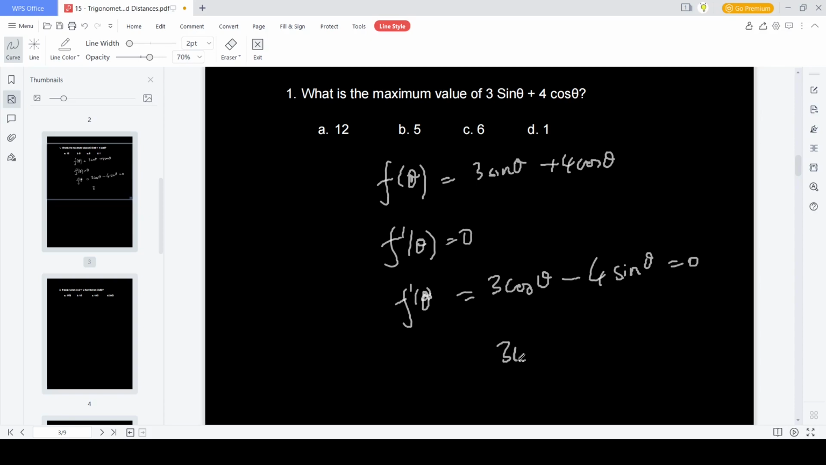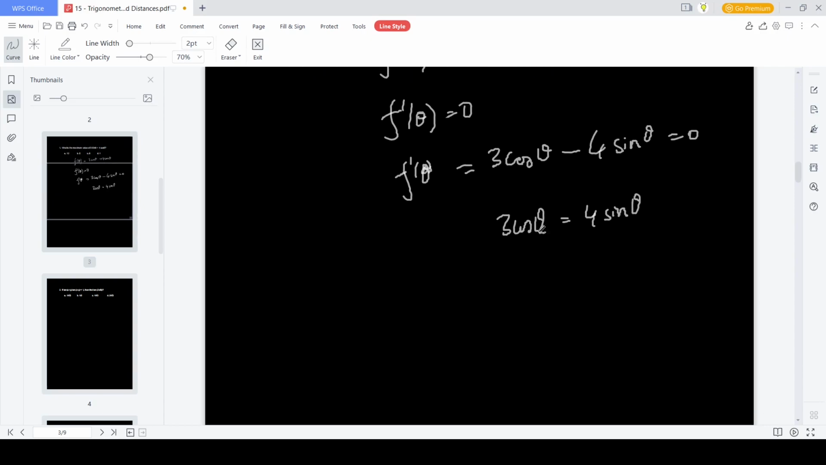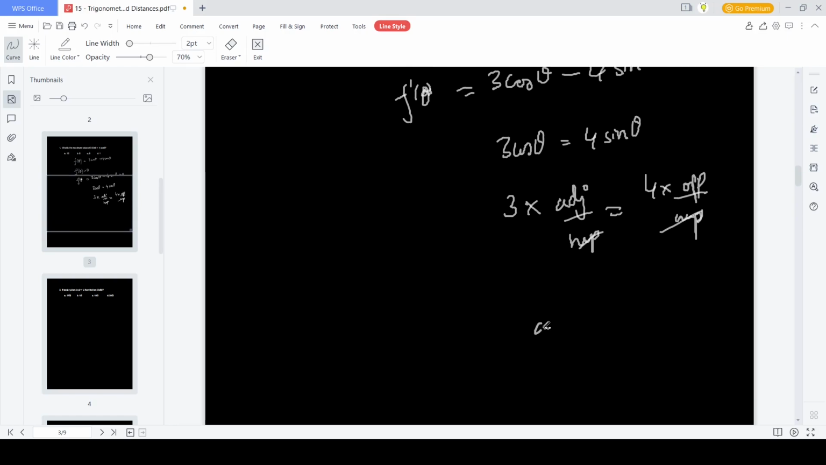This is equal to 0. So 3 cos theta is equal to 4 sine theta. Cos is defined as what? 3 into, this is adjacent by hypotenuse, right? By hypotenuse is equal to 4 into opposite by hypotenuse. Okay, hypotenuse can cancel in both the sides. Adjacent by hypotenuse comes as 4 by 3. So basically it's in the ratio 4 is to 3.